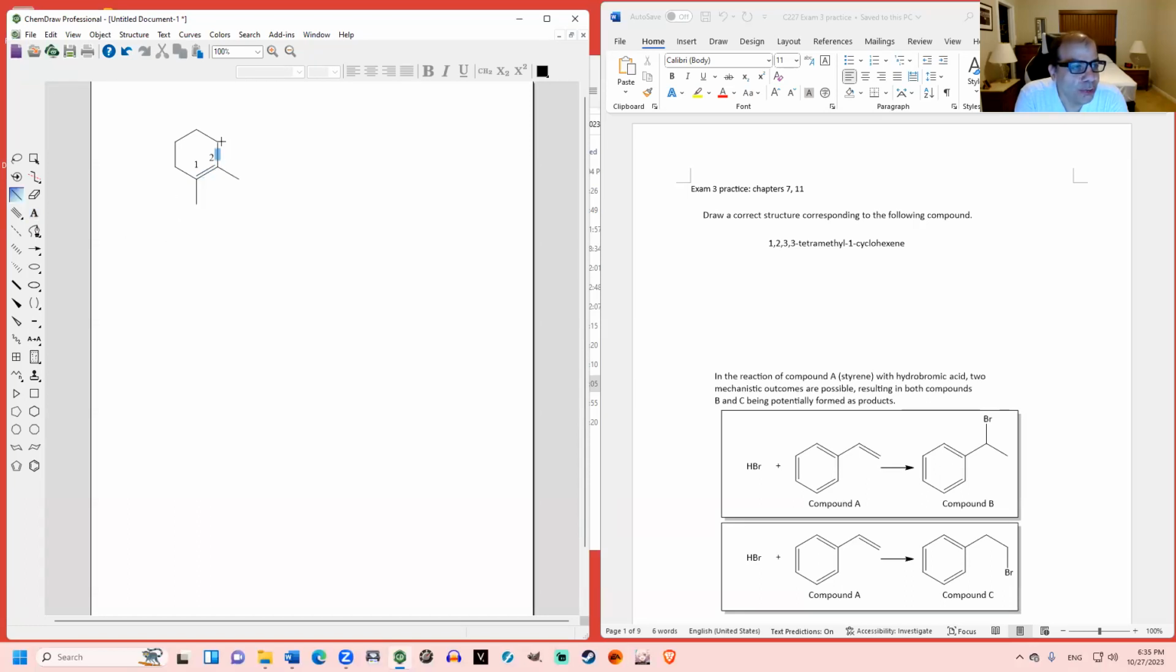1, 2, 3, and 3. So something like that. Honestly, I'm not even sure you need to say 1-cyclohexene. I think 1,2,3,3 tetramethyl cyclohexene might almost be okay, because the double bond is assumed to be starting at carbon 1 with cycloalkenes. So something like that is what I was looking for.